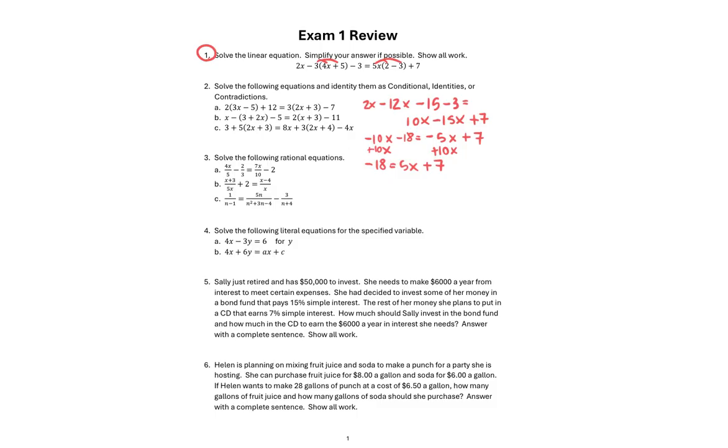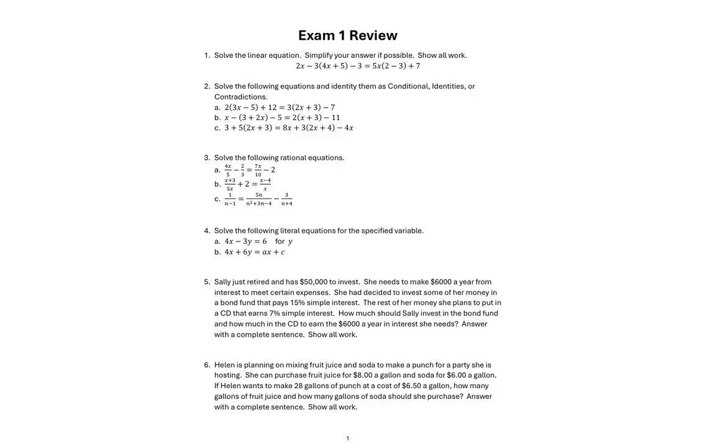All right, second to last step, let's subtract 7 from both sides. Perfect. That should give me a negative 25 equals 5x. Our very last step is to divide both sides by 5. And that gives us that x equals negative 5. Perfect. Great work.